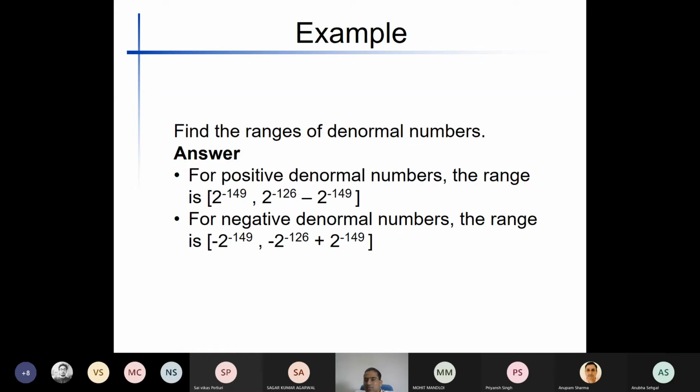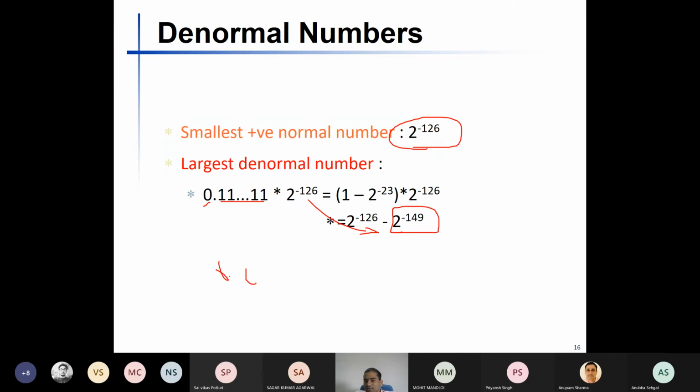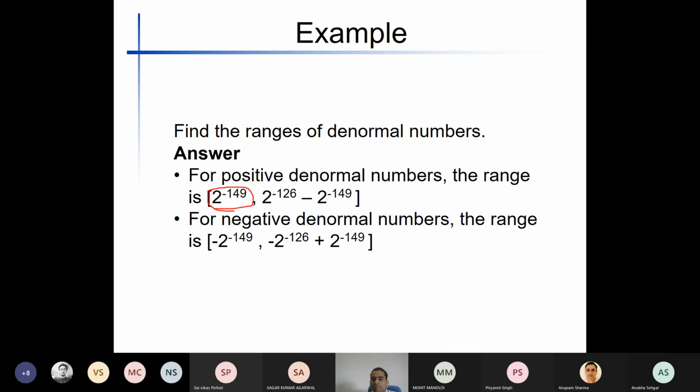And what is my range? The smallest d-normal number I can represent is 2 raised to power minus 149. So what will that be? 0.0000, all of them 0 except the last bit being 1. All the remaining bits are 0. Okay. So 2 raised to power minus 149.